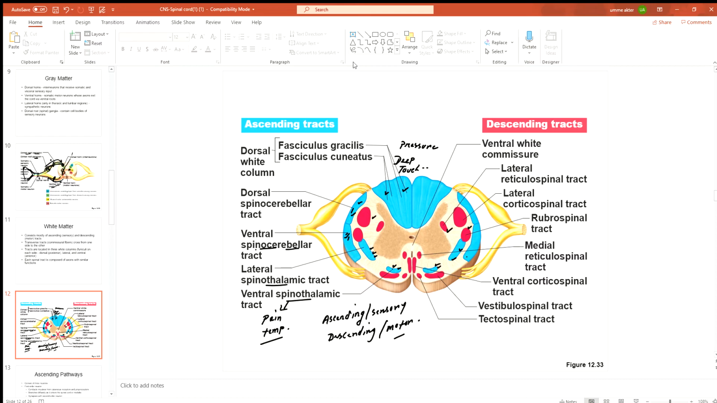Now we will talk about the motor tracts. Motor tracts are shown by the red colors here, red colored tracts, and motor tracts are descending tracts, so they carry the signal from the brain to the muscles or glands of the body. And the most important motor tract is this one, the corticospinal tract, here, ventral corticospinal tract and lateral corticospinal tract.